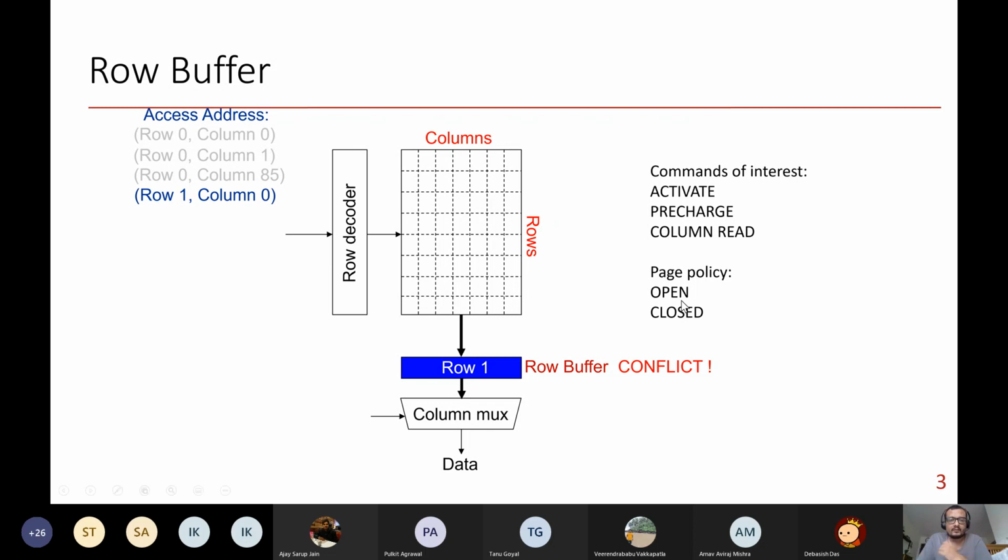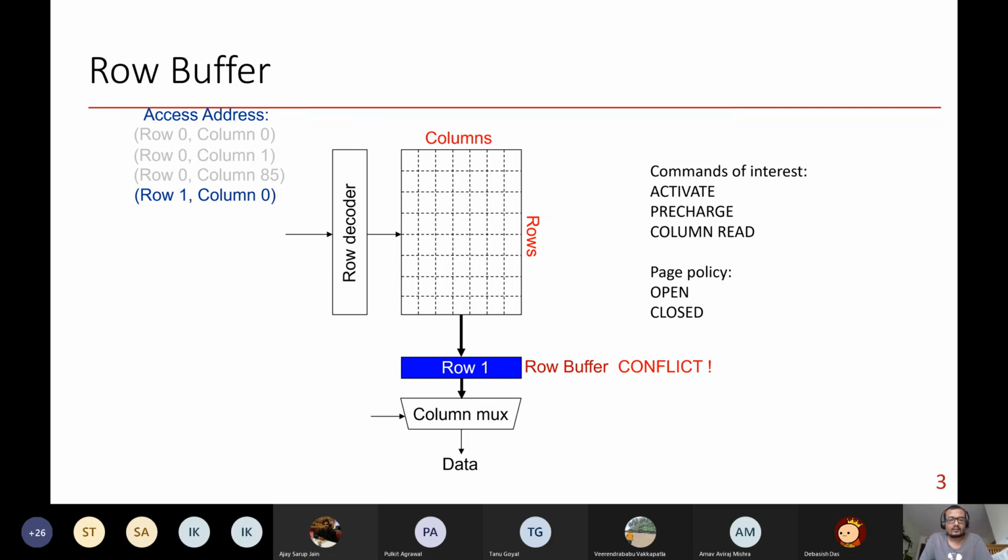Okay. There's another thing that I want to mention. This DRAM row is also known as a DRAM page. Don't get confused with the OS page. And there are two policies that you can have for the DRAM page. One is called the open policy, which means once you respond to a request, let's say for row 0, column 0, you keep the row open. That means the row buffer still contains the same row, expecting locality so that you will get future hits.